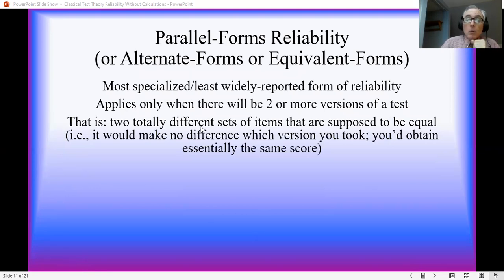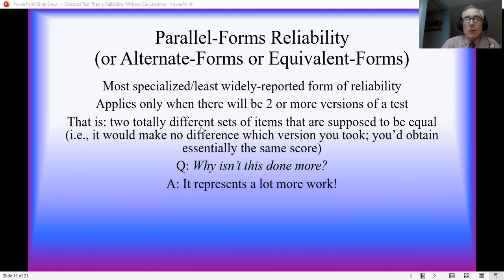Well, that's a pretty tall order. You try writing two 50-item midterms with all different questions and ensuring that it doesn't matter which version the students take, they're going to get the same score. Why don't we do this more than we do? It's just a huge amount of work, right? Developing a test is a lot of work.